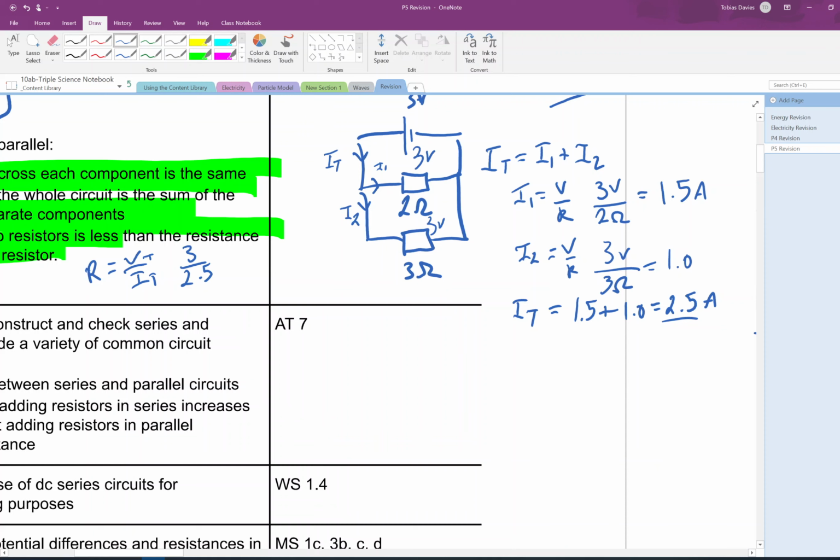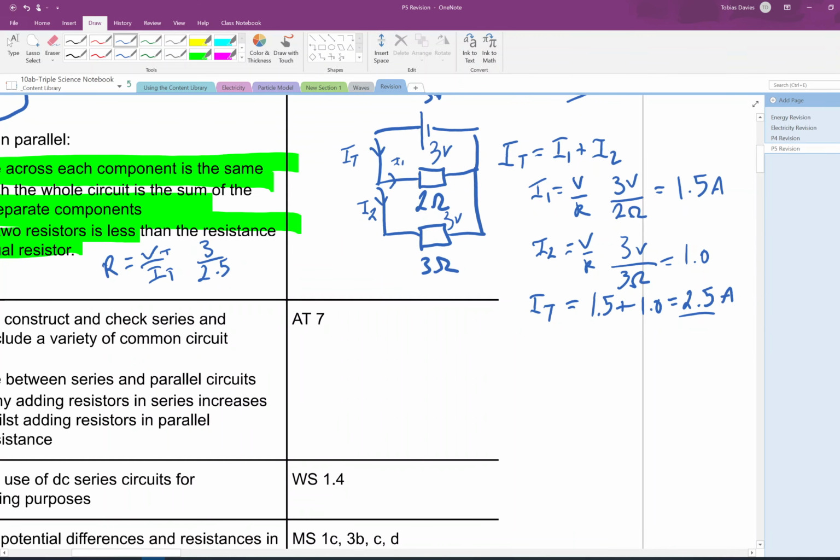Now, I've left my calculator about 10 feet away, and I can't really be bothered to move. So, if I do 3 divided by 2.5, that's the same as saying 12 divided by 10, which I can do, which is 1.2 ohms.